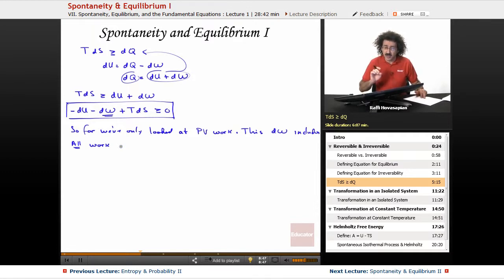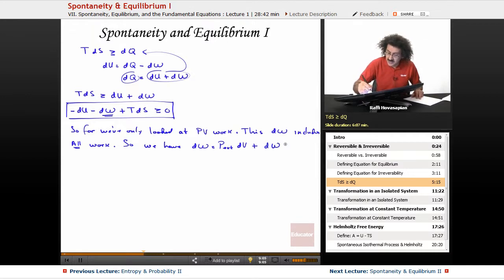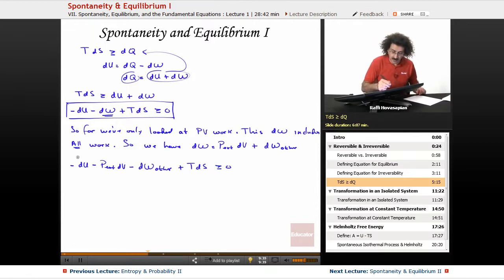So far we've only looked at pressure-volume work. This dW includes all work. So this dW is going to equal the pressure-volume work, which is the external pressure times the change in volume, plus, and I'll write dW sub other, whatever other work that is. We don't really care all that much. When we put this expression in for here, we get the following. We get minus dU minus P external dV minus dW other plus T dS is greater than or equal to 0. Okay? This is the equation we want to concern ourselves with. This is the one we start with.